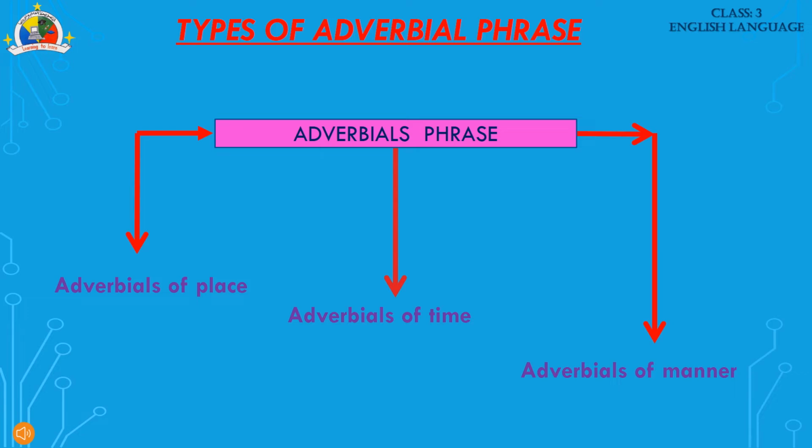Types of adverbial phrases. Adverbials are divided into many categories, but now we will look at the most common types of adverbial phrase, which are adverbials of place, adverbials of time, and adverbials of manner.